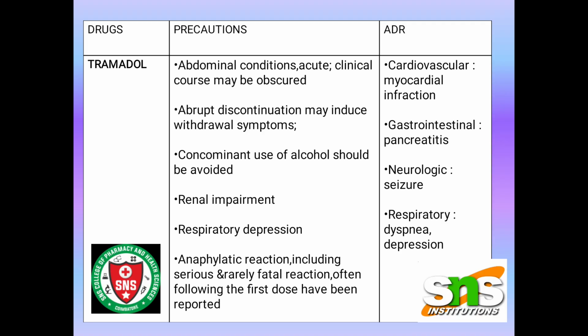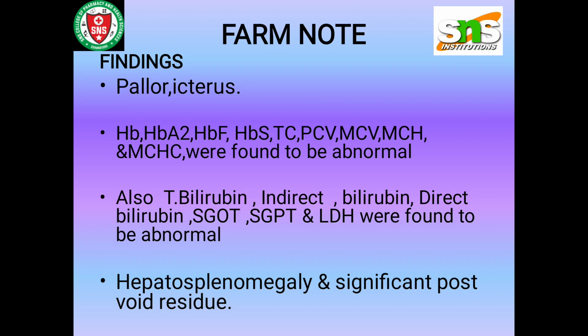Precautions are: abdominal conditions, acute clinical course may be obscured. Abrupt discontinuation may induce withdrawal symptoms. Concomitant use of alcohol should be avoided. Renal impairment, respiratory depression. Anaphylactic reactions, including serious and rarely fatal reactions, often following the first dose, have been reported. ADRs: cardiovascular: myocardial infarction; gastrointestinal: pancreatitis; neurologic: seizure; respiratory: dyspnea, depression.